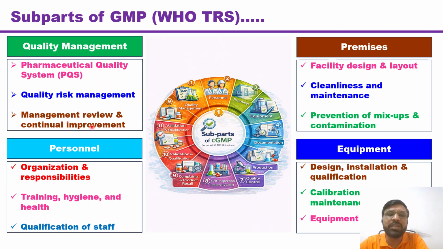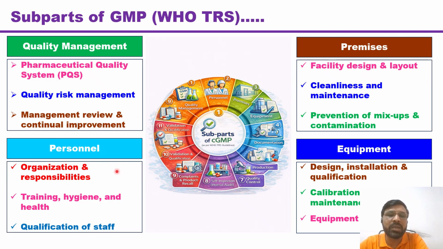And the next one is management review and continual improvement. When we use the pharmaceutical quality system and quality risk management, we get some outcomes, and we have to present those outcomes in the management review meetings, so that we will get approvals for the improvements, and we can improve our systems.